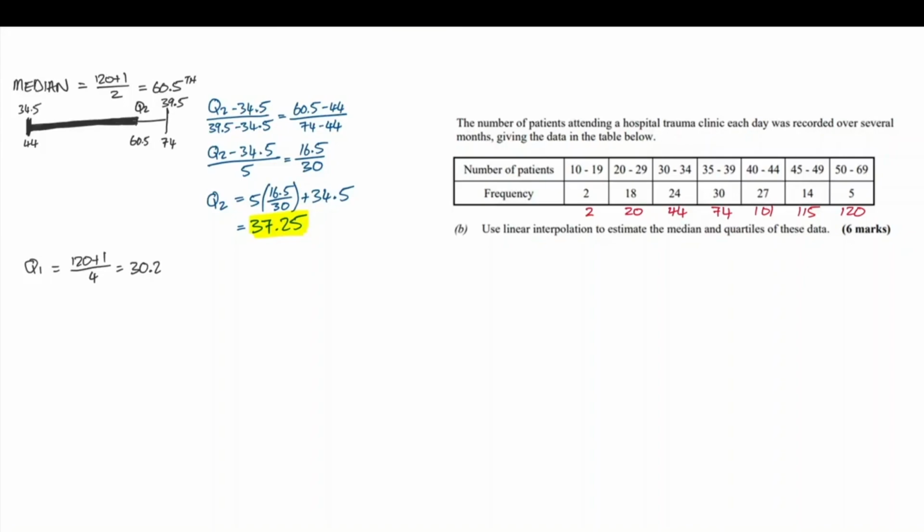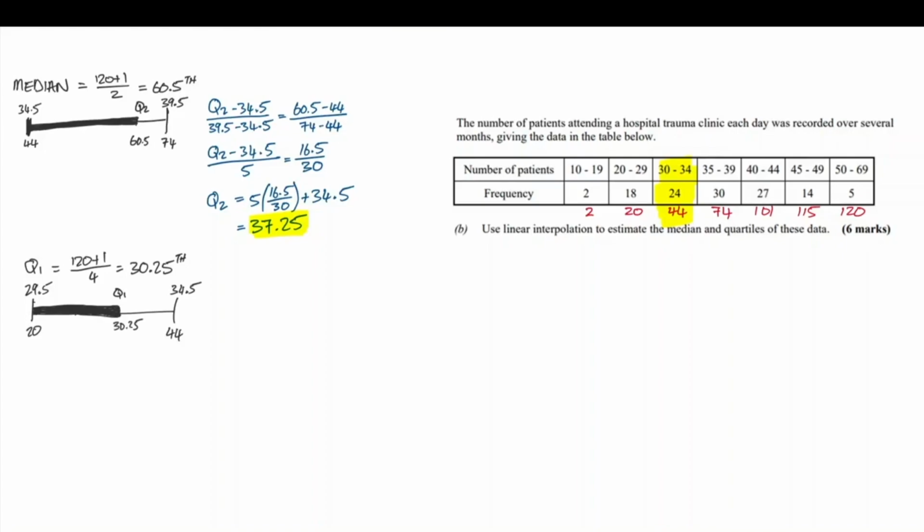That is the median. We'll go through a similar process for the lower quartile. The position for the lower quartile is the 30.25th position. Which interval are we working in? We're working over here. This is the first interval that went over 30.25. Let's put on those boundaries and those cumulative frequencies, and then we should be able to form another equation to find Q1.